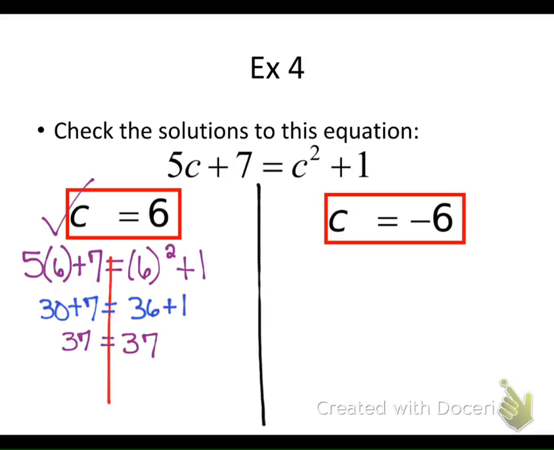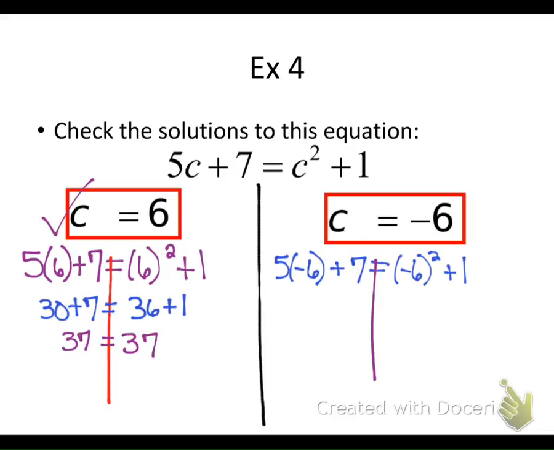So this time when I go to solve the equation, every time I see the variable c, what am I going to substitute for it? Negative 6. So I'm going to take 5 times negative 6 plus 7 equals negative 6 squared plus 1. So I rewrote my equation by using substitution. I'm going to draw my line to separate my sides here. And because I like to work on the left side first, I'm going to do my left side first.